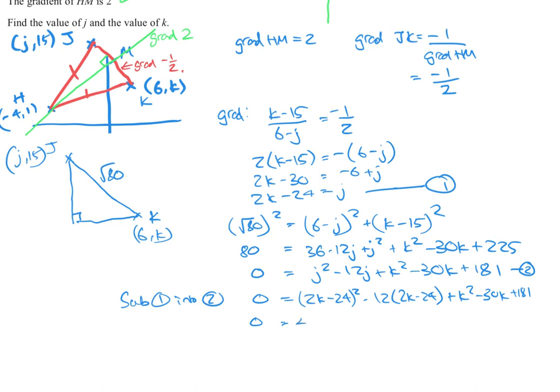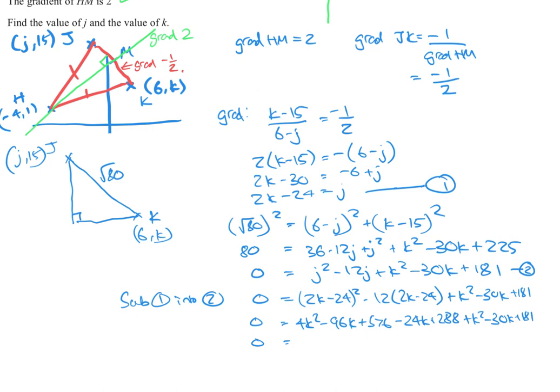2k squared is going to be 4k squared. And then I'm going to have minus 96k. And then plus minus 24 squared is plus 576. That's the first one expanded. Then I'm going to do minus 24k plus 288, I think, minus 12 times 24, 288, plus k squared minus 30k plus 131. Tidy this up. It looks horrible at the moment.